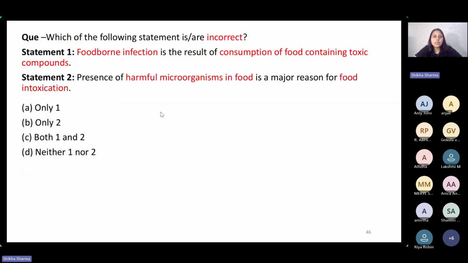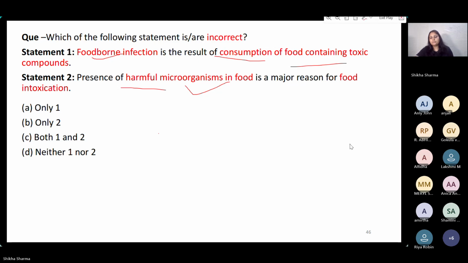Which of the following statements is correct regarding foodborne infection and food intoxication? Foodborne infection is the result of the consumption of food containing toxic substances, and the presence of harmful microorganisms in the food is a major reason for food intoxication. So we need to tell which statement is incorrect here, not correct. Anyone who would like to answer this question?